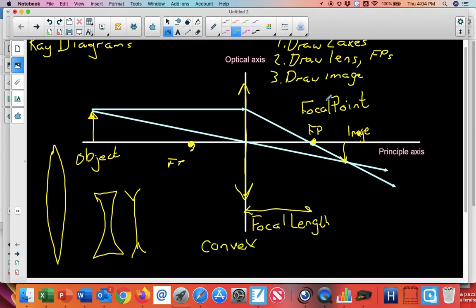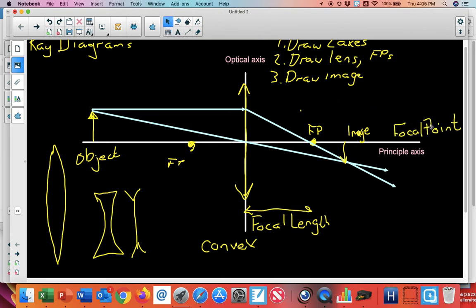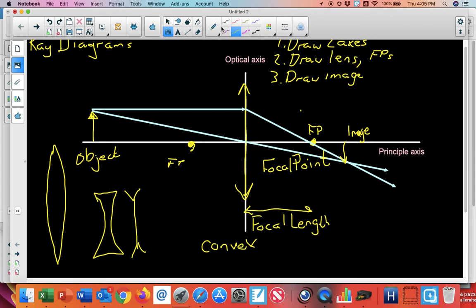And let me erase or move this over here, because there are two more steps. Well, really, kind of three more. One is draw the object. We don't know the image yet. We draw the object over here as an arrow. Then we draw a ray from the top of the object straight through the center.